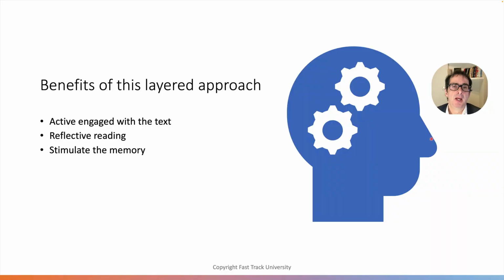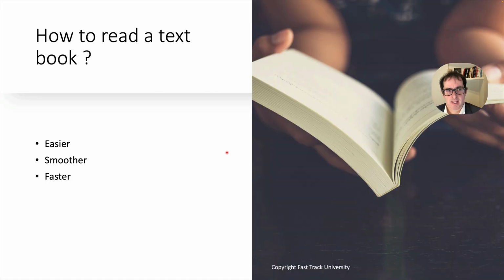Now, there are certain benefits linked to this layered approach, because you're much more actively engaged with the text. Also, you start reflecting, hey, what's missing? Is the summary correct? Did I see it before? And you start reflecting and making links already before you start reading. So it's very much stimulating your short-term memory and also your long-term memory in the end, because you start linking up different parts of the text. So it's a very, very elegant way of reading university level textbooks.